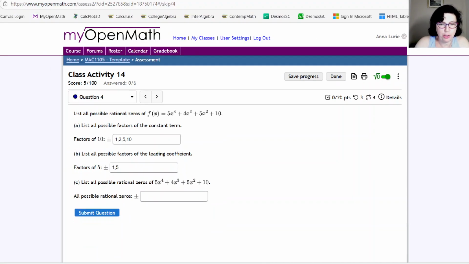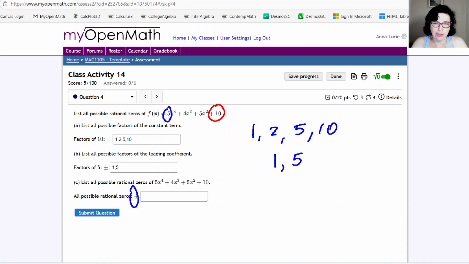First, list the factors of 10. What are they? 1, 2, 5, 10. Don't worry about the plus minus because the plus minus is already included. Then list all factors of this one, 5, which is 1 and 5. Now let's start dividing one by the others. Start with this one, divided by 1, then divided by 5. So what are you going to get? 1 over 1 is 1, then 1 over 5.